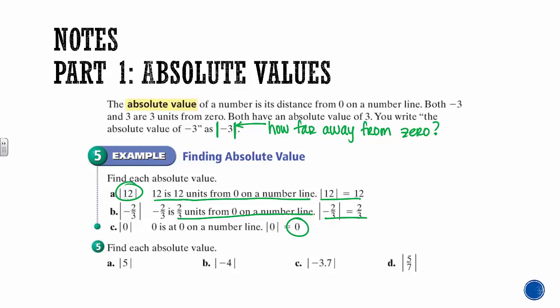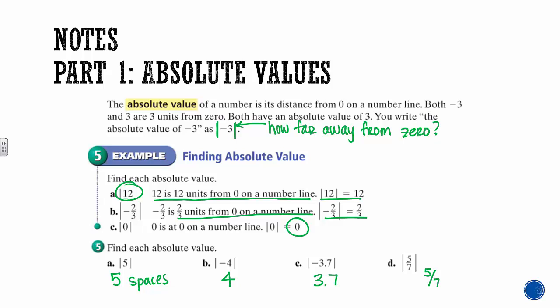So when we see this one, the absolute value of 5, you should think to yourself, how many spaces away from 0 is 5? Well, it's 5 spaces away. So how about -4? How many spaces away from 0 is -4 on the number line? Well, 4 spaces. About -3.7. It is 3.7 spaces away from 0. And 5/7 is 5/7 spaces away from 0.